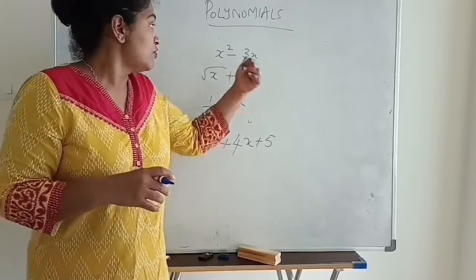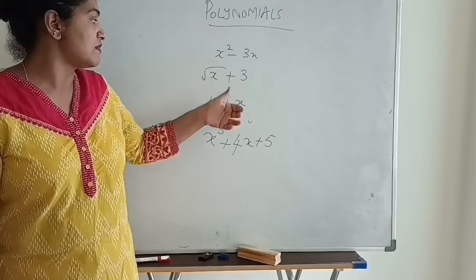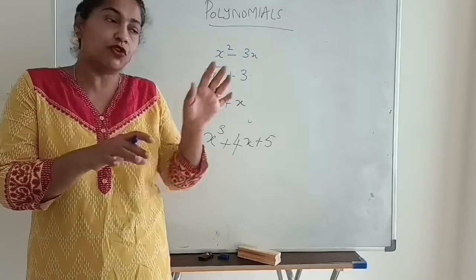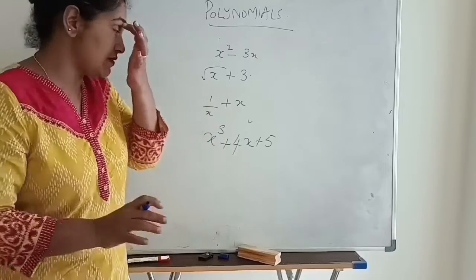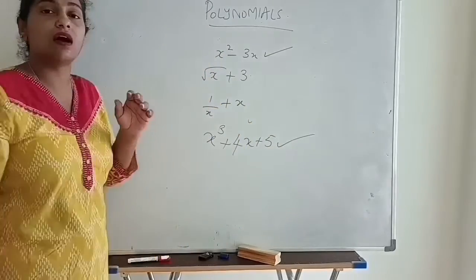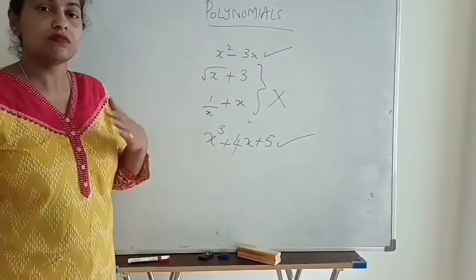Okay. I have written 4 algebraic expressions here. x square minus 3x, root x plus 3, x plus 1 by x, and this. Now, how many of these are polynomials? You know, all these 4 are algebraic expressions. How many of these are polynomials? So, I would say this and the last one are polynomials, but these 2 are not.